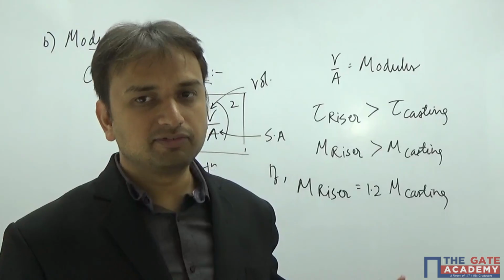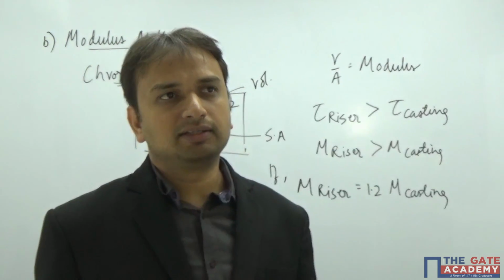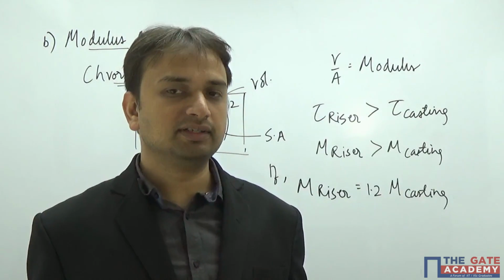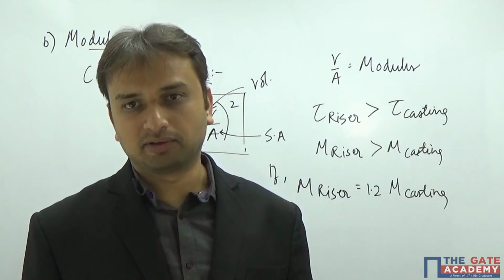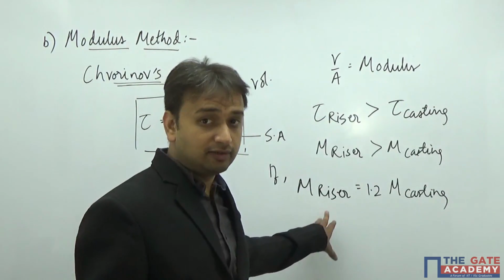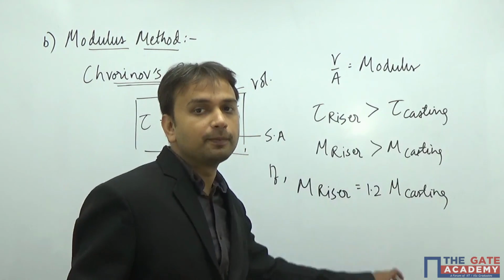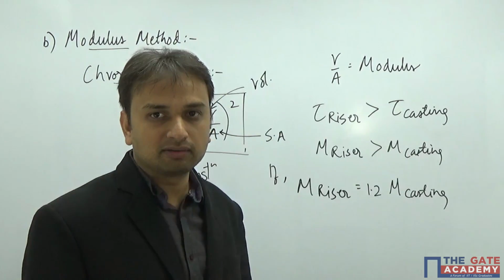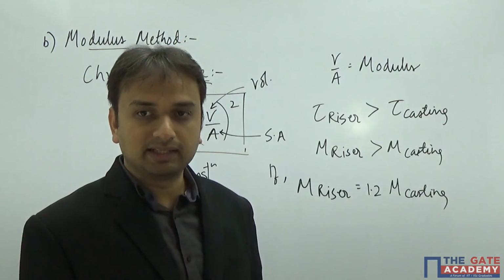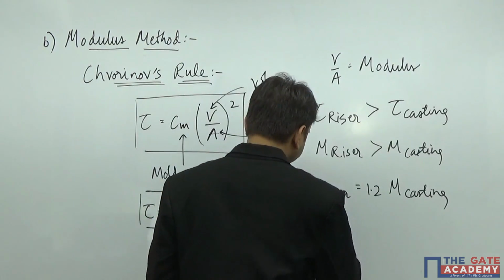Right? So it's a wonderful method of determining, not efficiency, I would say, the adequacy is the more appropriate word, whether the riser is going to work out or not. Okay. So again, I'm repeating once again that if the modulus of riser is greater than modulus of casting by a factor of 1.2, then it has been found experimentally that the riser works out in these conditions. Getting the point? So this is nothing but the modulus method.